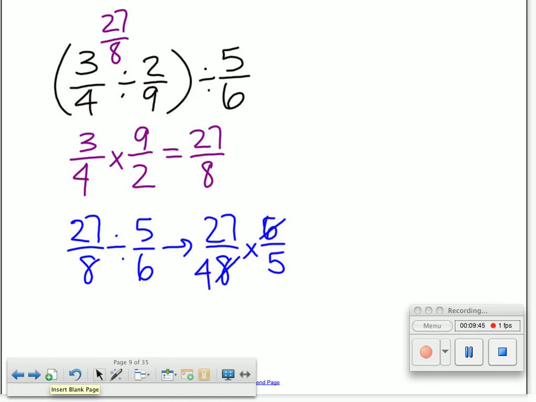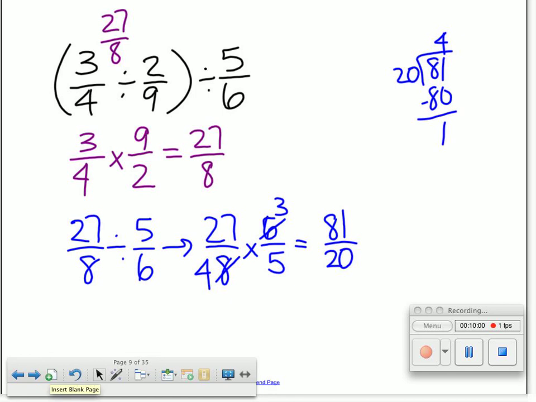I've got a common factor here. I end up with 81 over here and 20 in my denominator, in which case I know that when I convert, it becomes 4 and 1 over 20.